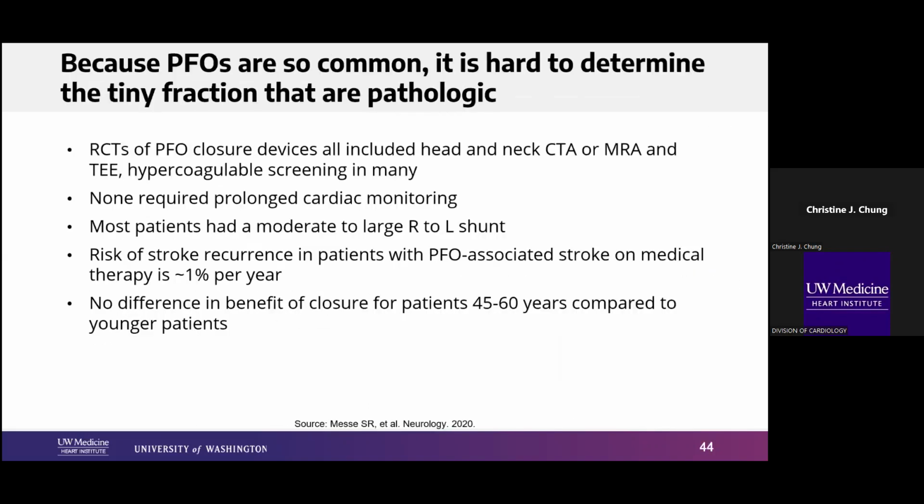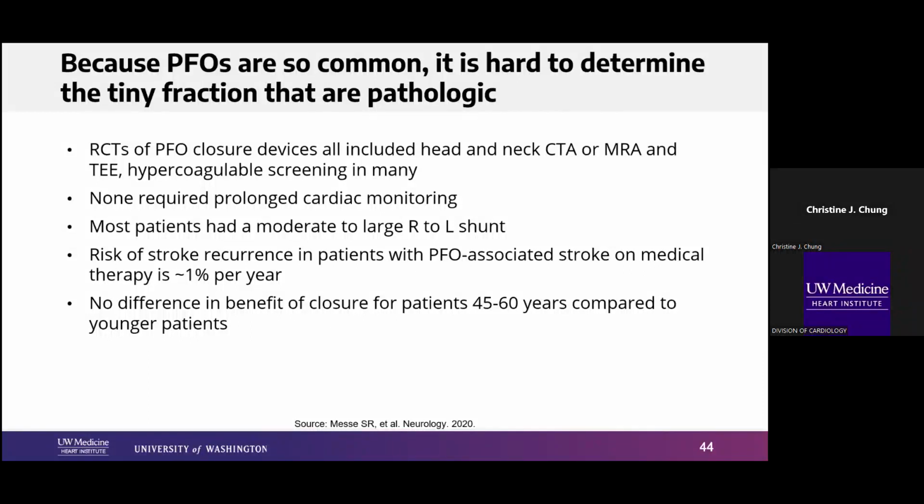However, the meta-analyses of the randomized controlled trials have shown that when you do identify a high likelihood of a PFO-associated stroke, there is no difference in benefit to closure in the older patients. So people who are older benefit to the same extent as those that are younger. So it's not so much about the age of the patient, it's about really trying to drill down to discern whether PFO was indeed the most likely cause of that patient's stroke.